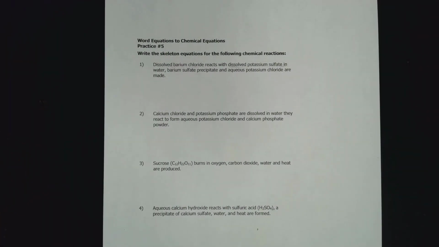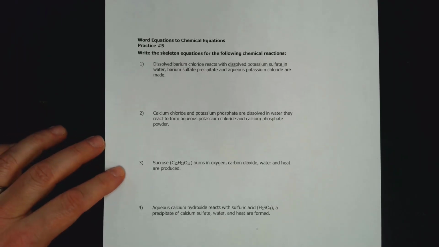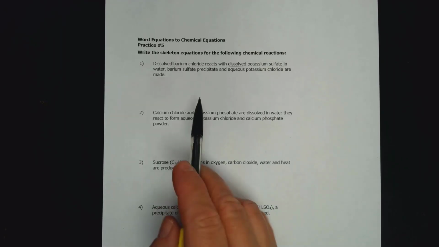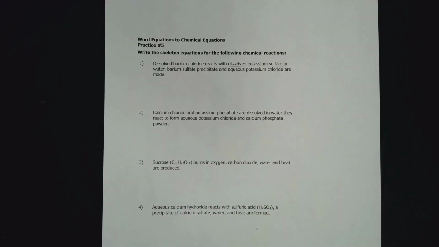I thought I would take a second and walk you through word equations to chemical equations number 5. So we spent a decent amount of time with this last week, and essentially what we're doing is taking a word description of a chemical reaction and building that into a skeleton equation. And if you remember, a skeleton equation is any type of chemical equation that we haven't taken the time to balance and see if it adheres to the law of conservation of mass.